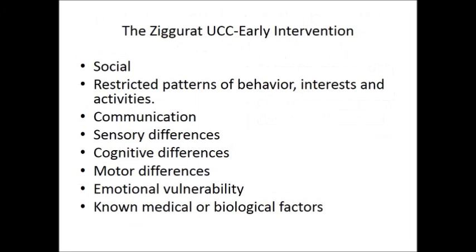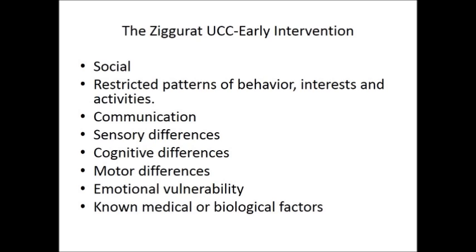The Ziggurat Underlying Characteristics Checklist Early Intervention includes the following, and we will call this slide the UCC-EI. It was developed specifically for early learners aged 3 through 72 months. It will assist in discovering underlying deficits and help in development of a comprehensive program. The items on this checklist describe behaviors and characteristics that may be exhibited by young children with autism spectrum disorders.